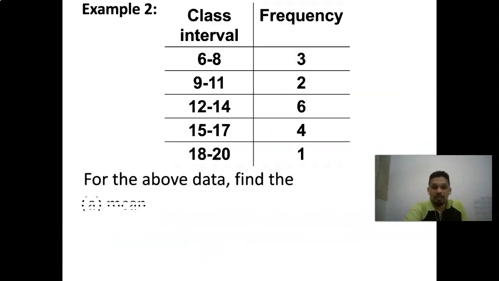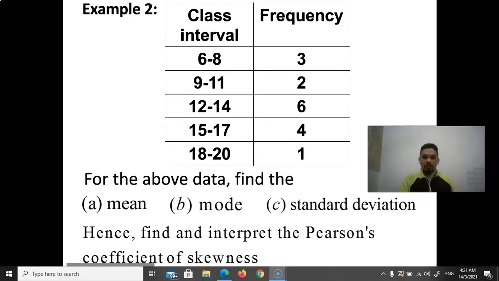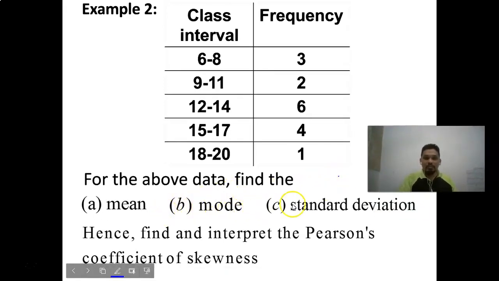So now, for example 2, from the above data, find the mean, mode, and standard deviation. Find and interpret the Pearson coefficient of skewness.